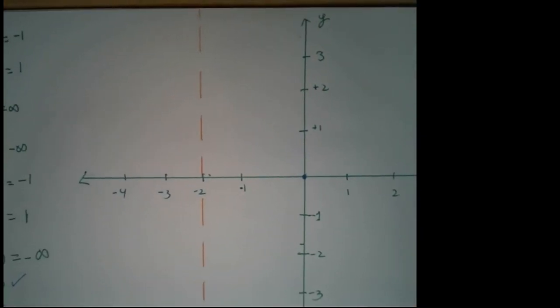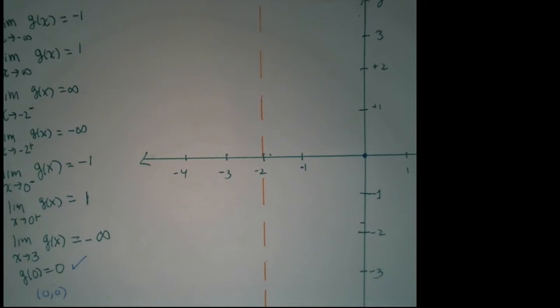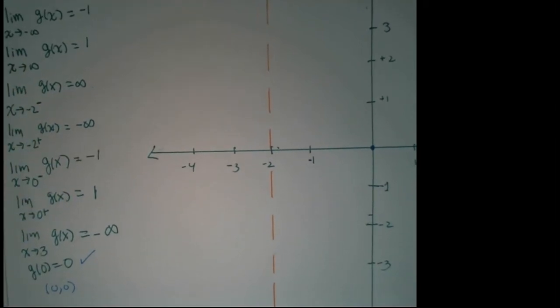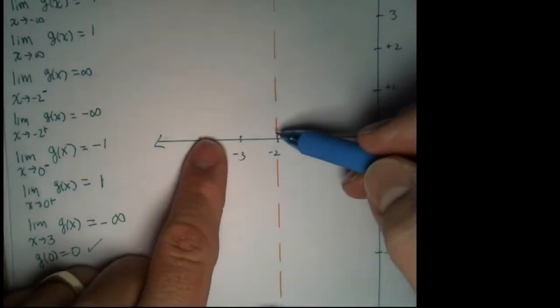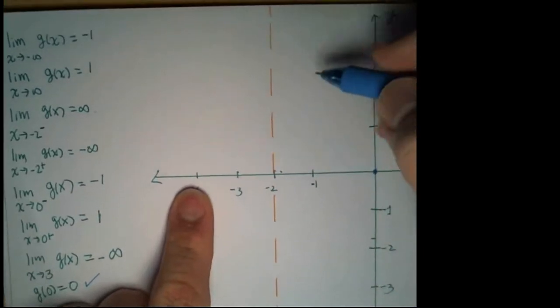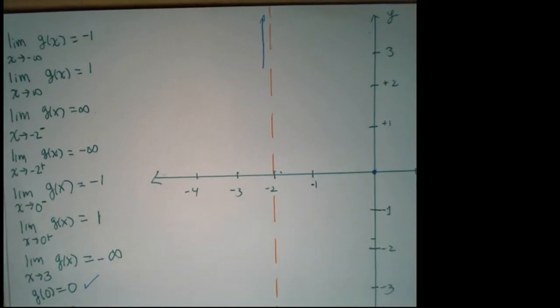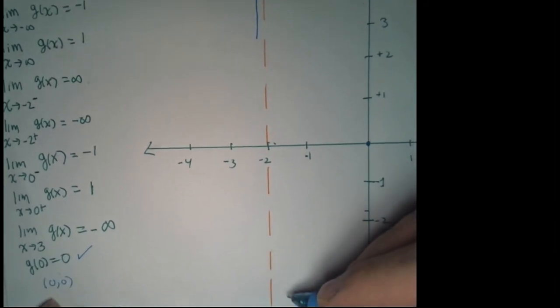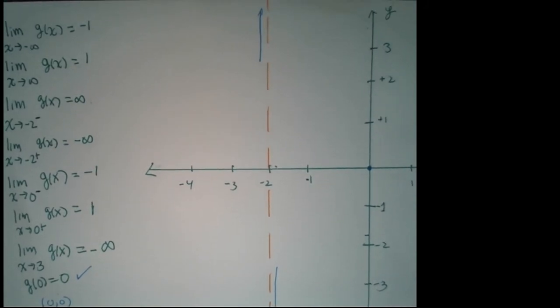Another thing I like to do is, I'm not going to connect everything all at once, but just get a trace of what things are doing. So at negative 2, from the left side, it's going up to infinity. I just like to do that, again, just a trace here. And from the right side, it's going down to negative infinity. So I'll do something like this. Again, just a trace, so I know that's where it's headed. All right, so I've gotten through the vertical asymptotes.